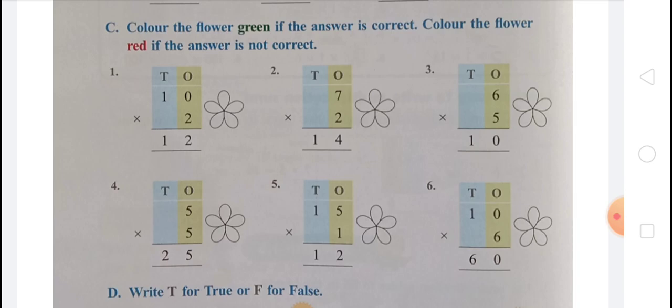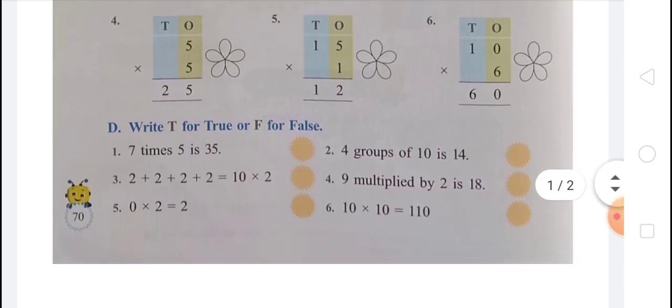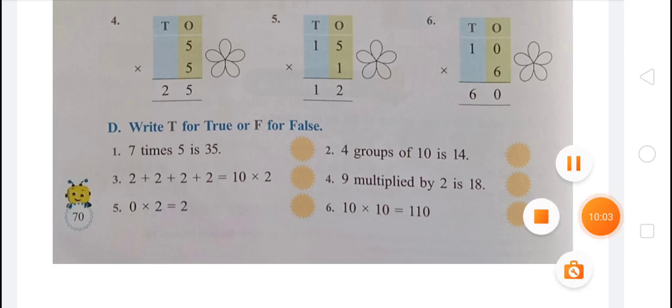Okay. And now question D, we have to write T for true and F for false. Okay. Let's start. First is given 7 times 5 is 35. That will be true or false? That will be true, because 7 times 5 makes 35. 7 multiplied by 5 equal 35.